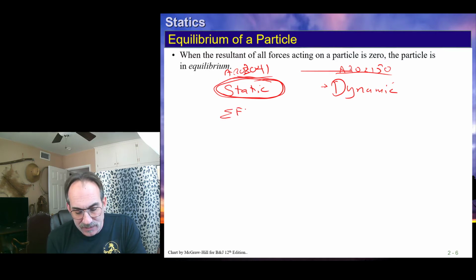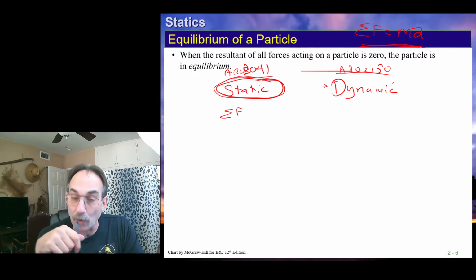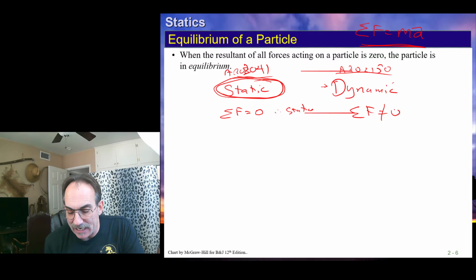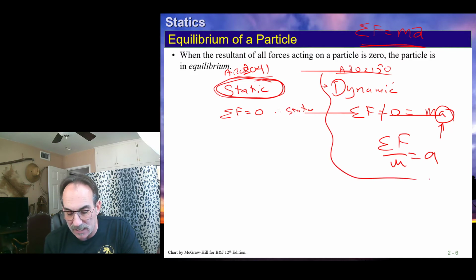Remember, we're always dealing with the sum of the forces. And remember, our basic principle is that the sum of the forces is equal to ma, mass times acceleration. This is Newton's law, and this is the basis of everything we're going to do in both of these classes. When we're in a statics course, whenever we sum our forces and they're equal to zero, that means we're static, which means we're not moving. Whenever our sum of the forces is not equal to zero, that means it's actually equal to ma. That means we're going to get an acceleration. The sum of the forces divided by the mass is our acceleration. This is our next class.